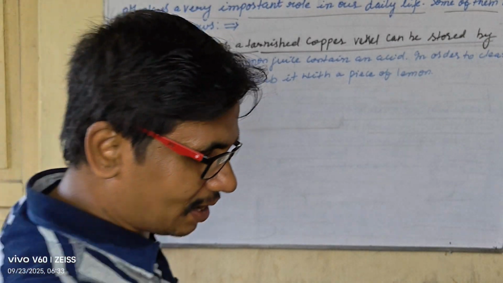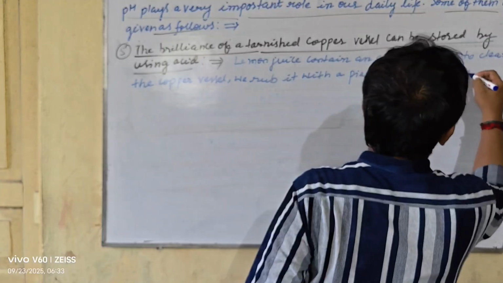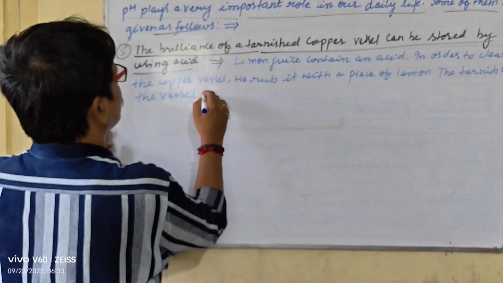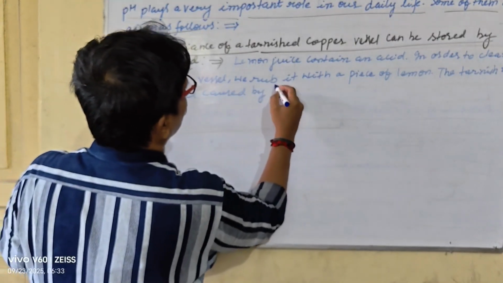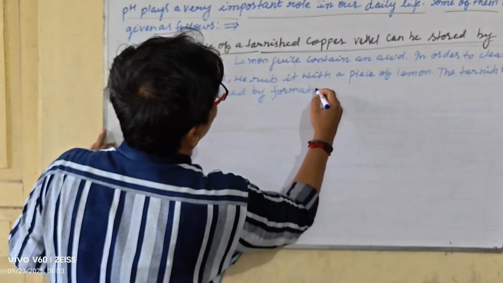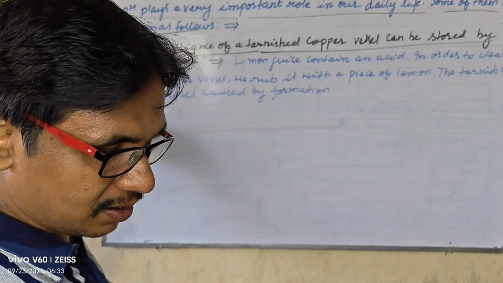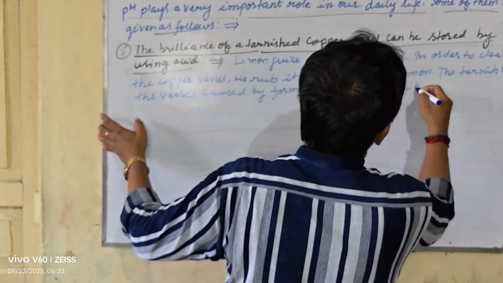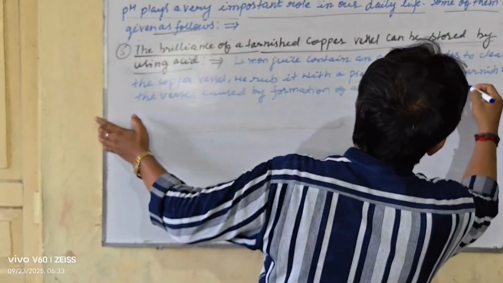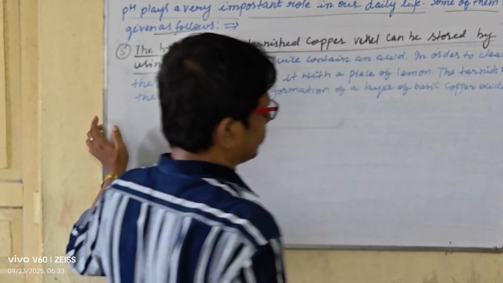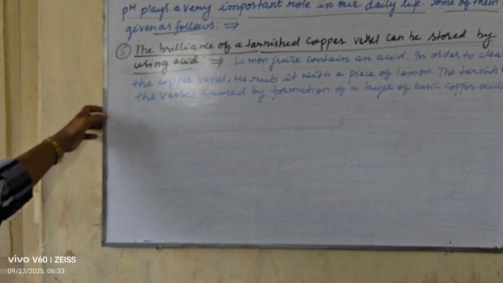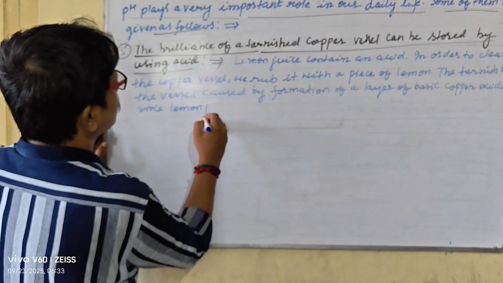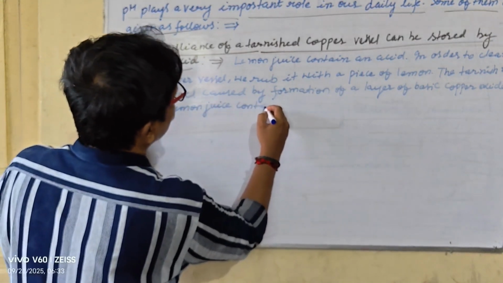The tarnish on the vessel is caused by the formation of a layer of basic copper oxide.